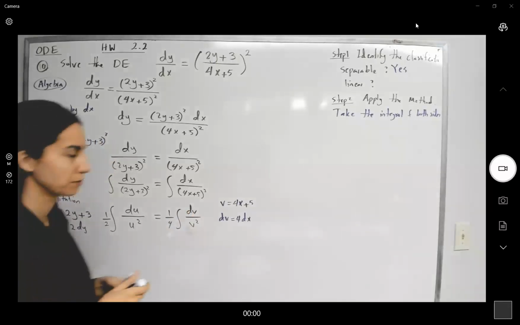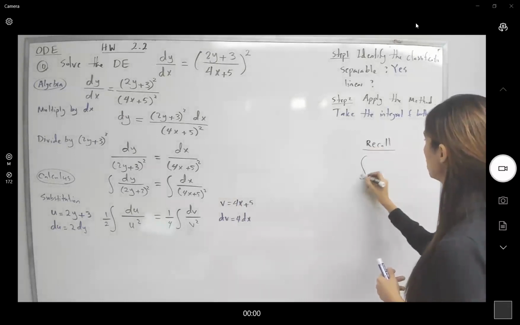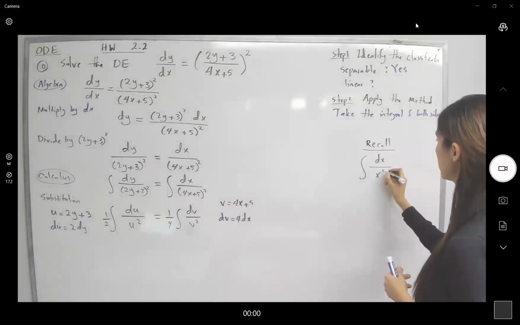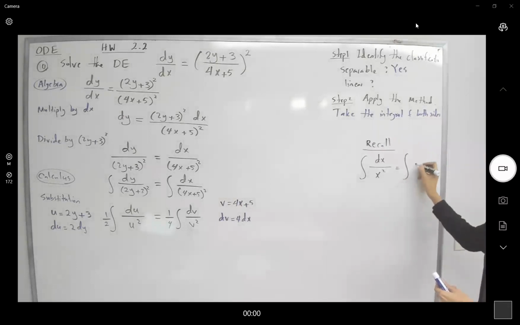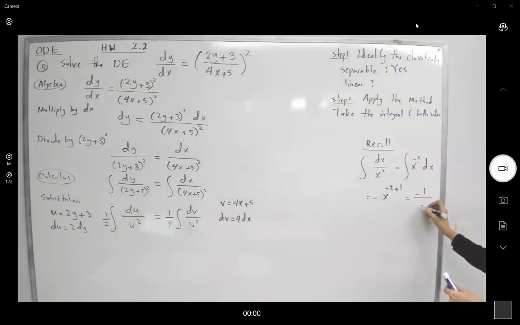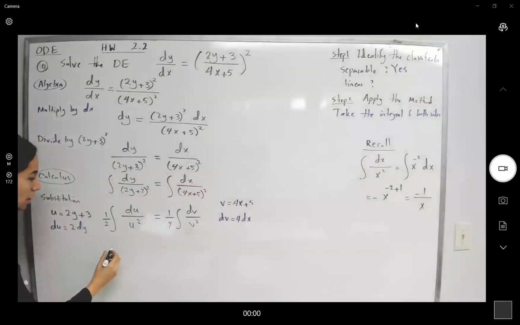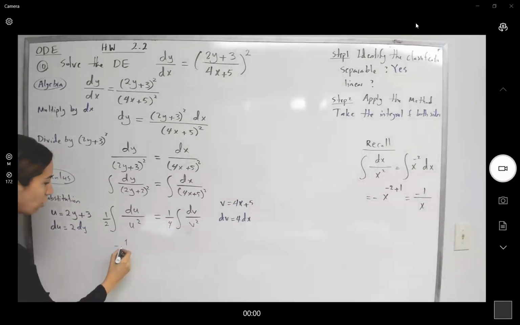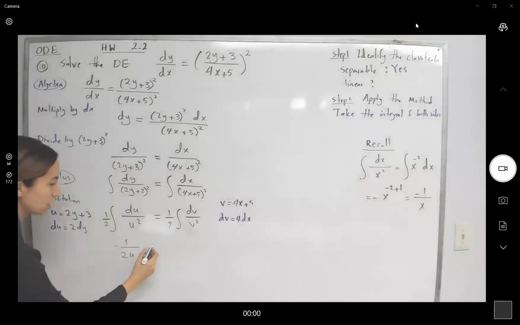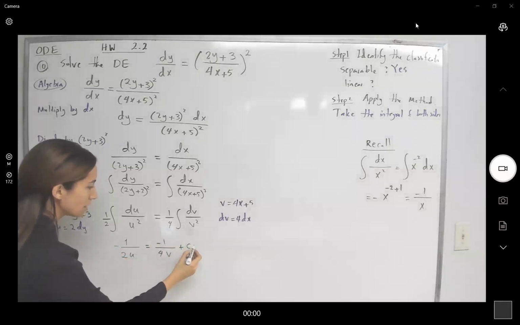Again, recall that when you have the integral of dx divided by x squared, it's equivalent to write it as x to the -2 dx, which is equal to negative x to the -2 plus 1, which is -1 divided by x. So your left-hand side becomes negative 1 over 2u equals negative 1 over 4v plus the constant of integration.